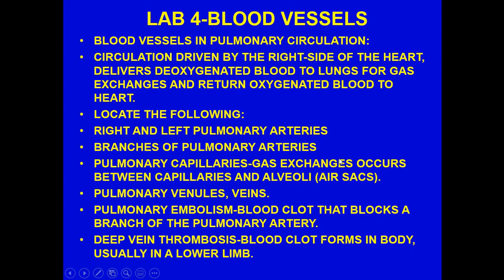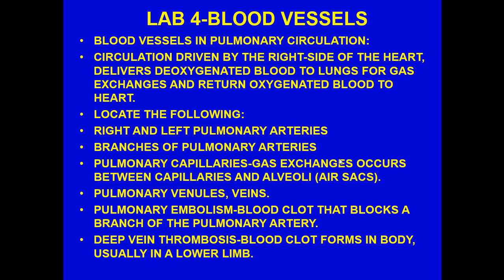Blood vessels in the pulmonary circulation. Circulation is driven by the right side of the heart, delivers deoxygenated blood to the lungs for gas exchange and return of oxygenated blood to the heart. You need to go over these principles that we've dealt with in the previous lab as well. Right, left pulmonary arteries, branches of the pulmonary arteries, pulmonary capillaries, and gas exchange occurs between the capillaries and the alveoli. These are the air sacs. The pulmonary veins eventually receive blood flowing in from venules.